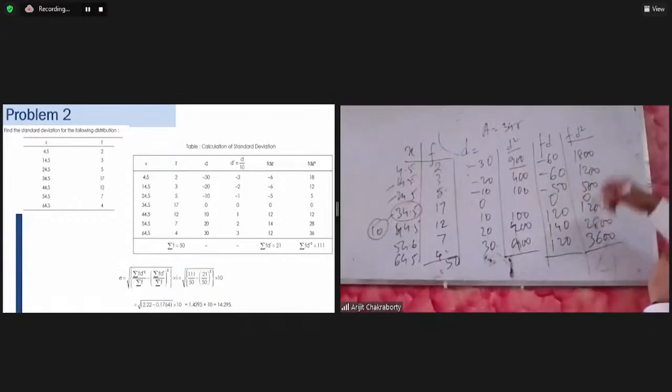So if we add it up, what do we get? 1800 and 1200 is 3000, 3500, 4700. And we get the same. Okay, 4700, plus 2800, that means 7500, and 3600, 11100. Same, we get the same.